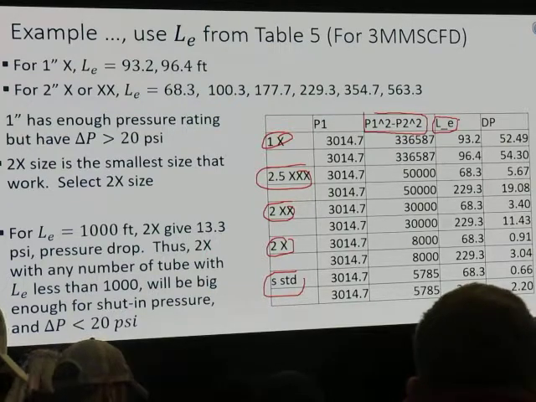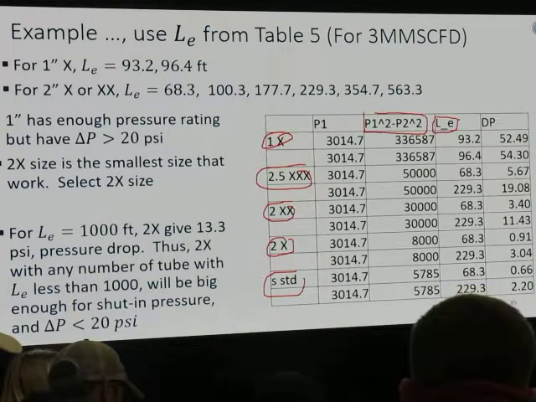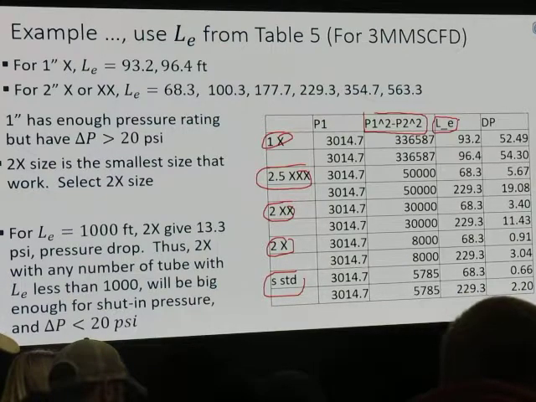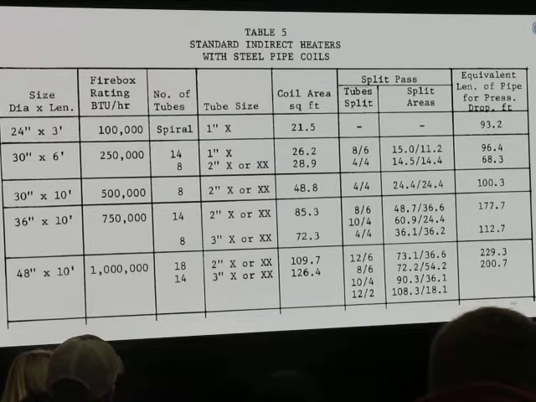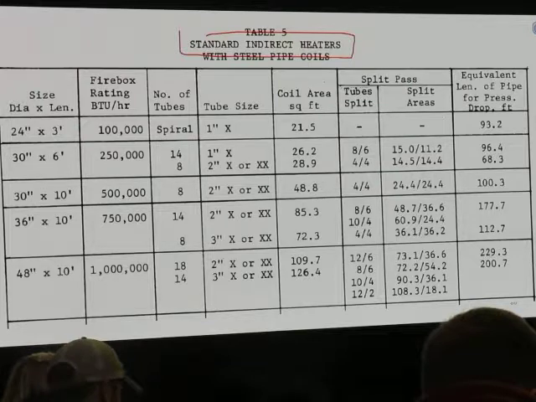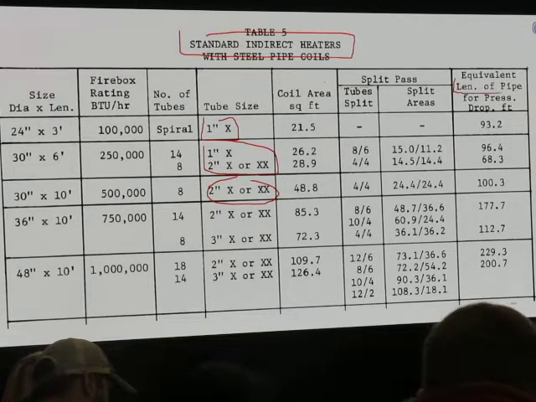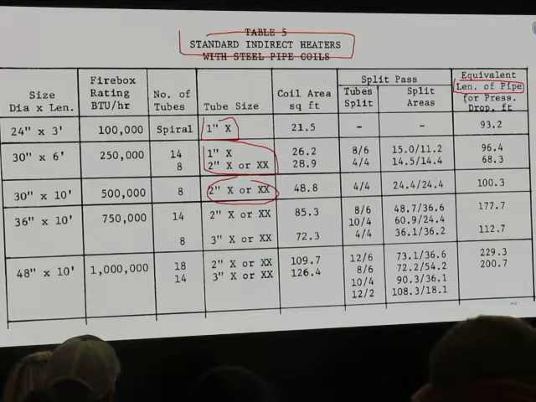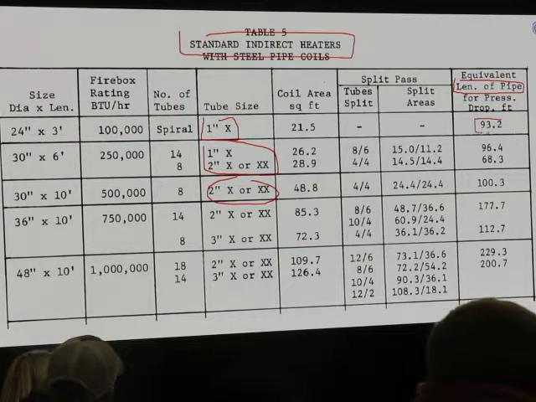Table. Who haven't downloaded the textbook yet? Did you download the textbook? You need to read the chapter about indirect heating. The rest of the course, we don't really use that textbook. We use that indirect heating chapter. Okay. All right. This is a standard indirect heater with steel pipe coil. You see this? The tubing size, 1 inch S, 1 inch S, 2 inch SS, and something. We have equivalent length of pipe, for pressure drop in feet.